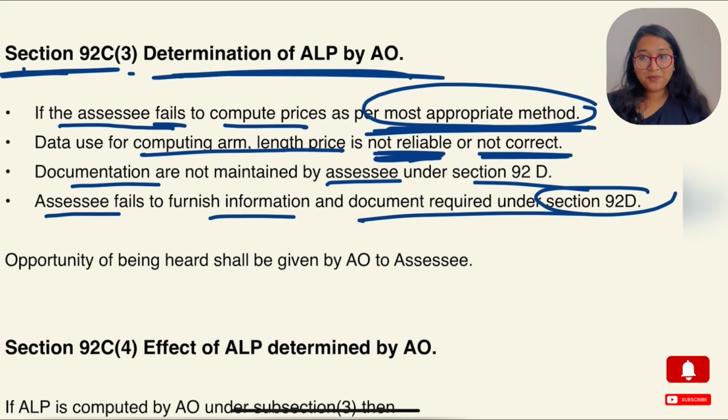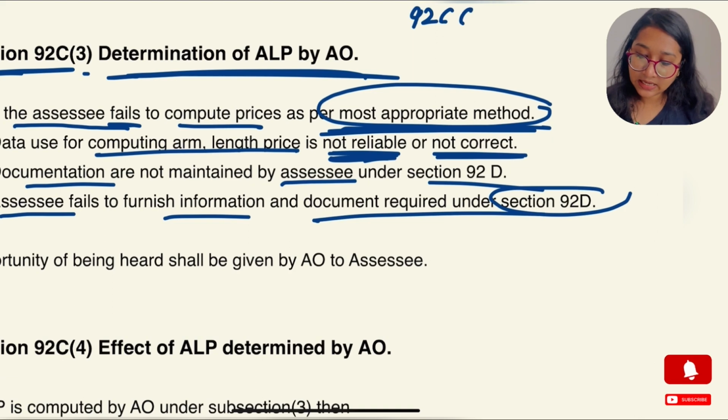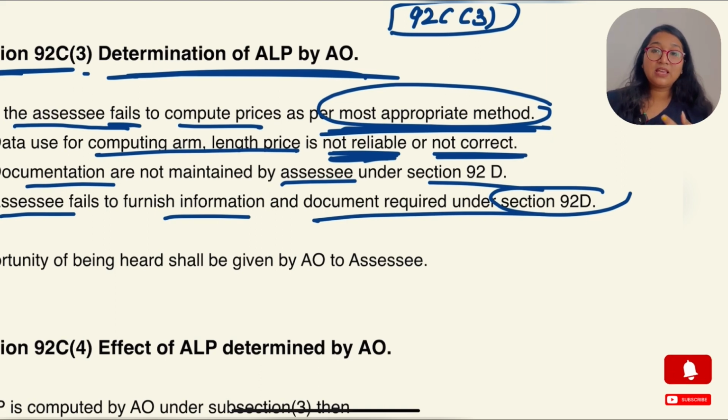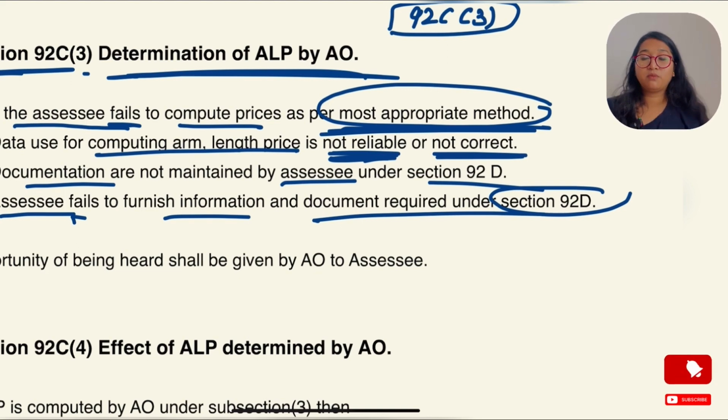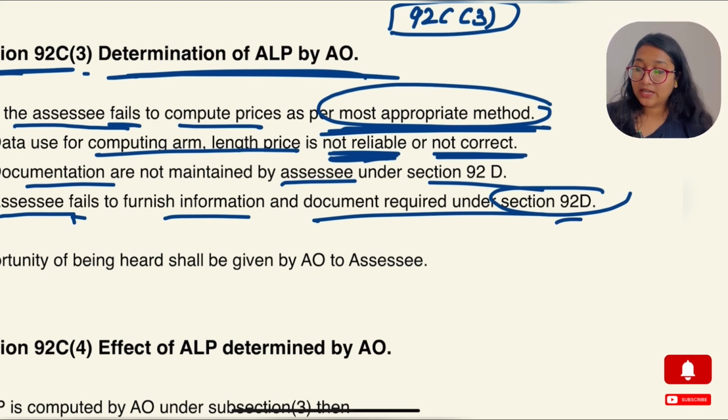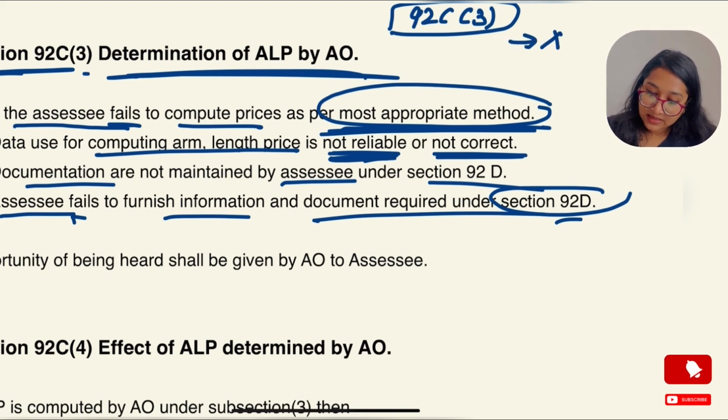Is it okay? Let me make a short summary of this section, which says 92C subsection 3 says that the assessing officer, the AO, will determine the arm length price in the first case where the SSC fails to compute the price under the most appropriate method. Second, the data used in computing arm length price is not reliable, it's not correct. Third, the documentation required under 92D is not maintained by SSC. Fourth, the SSC fails to furnish the information and documents required under 92D. Is it clear?